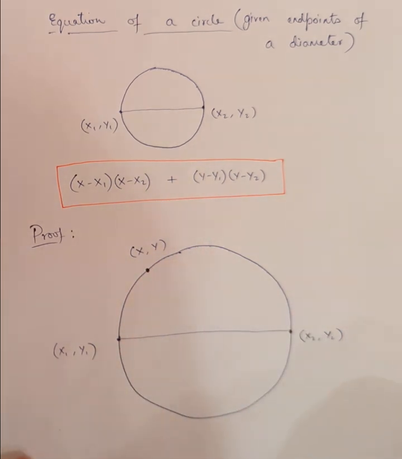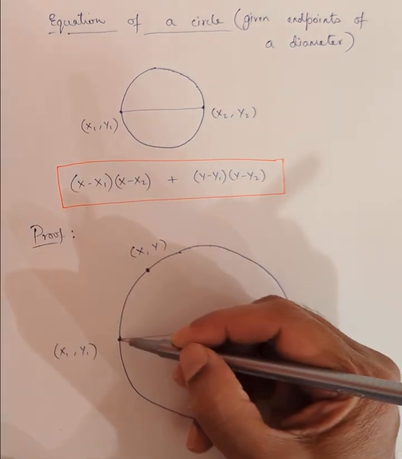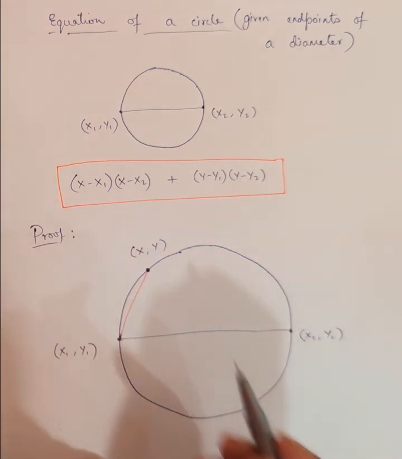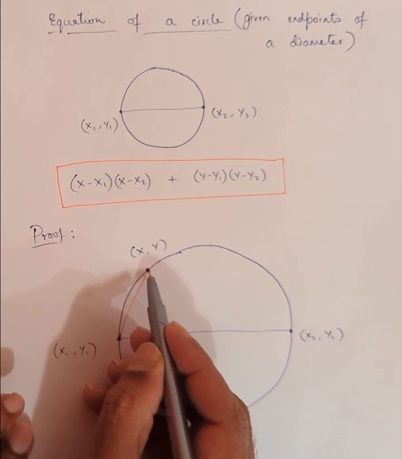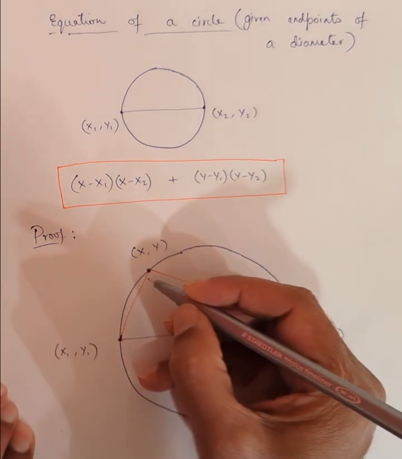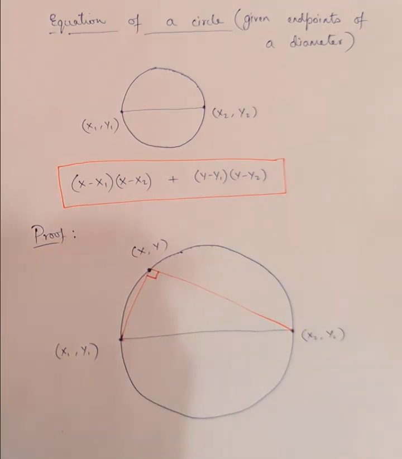But here is the idea. If you were to join this arbitrary point on the circle to these endpoints, then it's going to make a right angle, because there is a theorem in geometry that says the angle in a semicircle is always going to be a right angle.